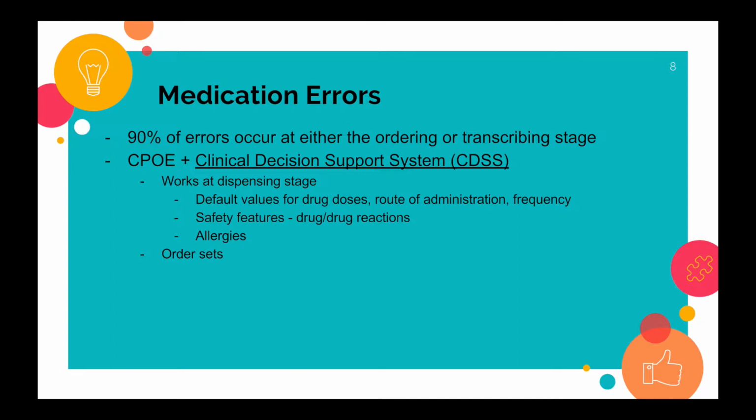Another system that is implemented within the EHR to aid the CPOE is the Clinical Decision Support System. This is a specific application that assists physicians while entering orders. It works at the dispensing stage, meaning it has default and normal values for drugs, route of administration, and frequency. This helps physicians order a medication safely. It also has clear safety features, such as checking for drug and drug interactions and allergies to the patient. Another feature of the Clinical Decision Support System is the order sets it has built into the system.